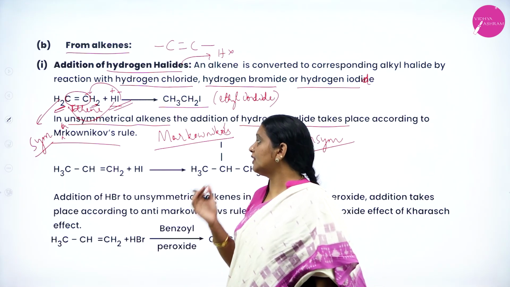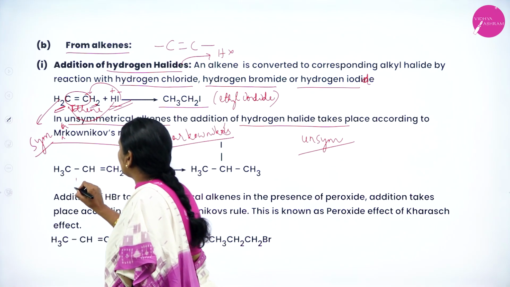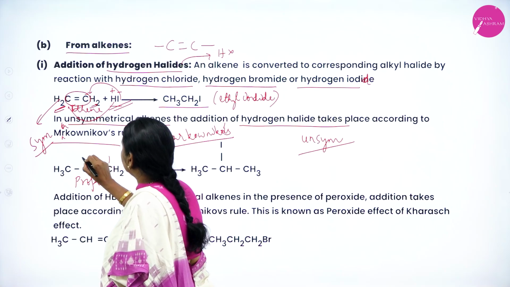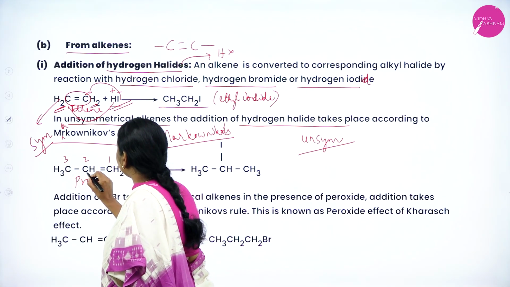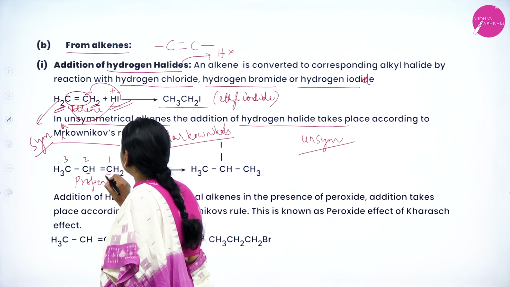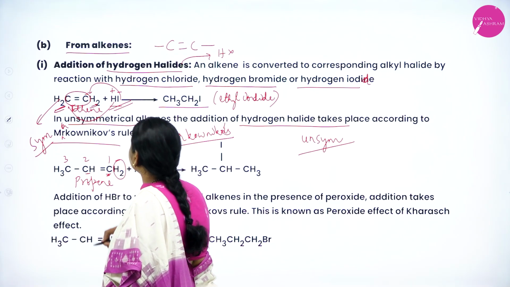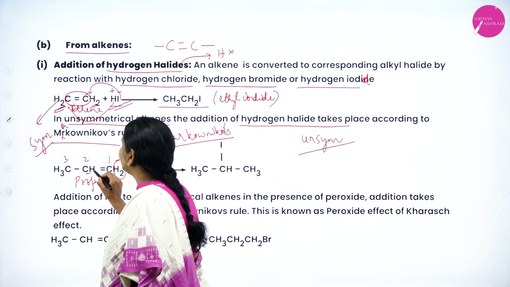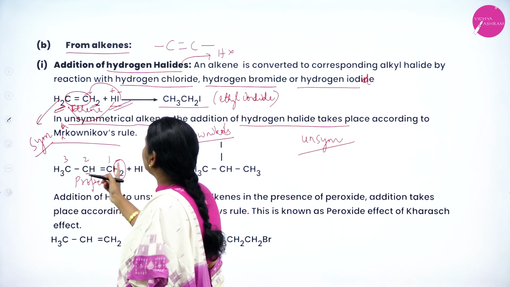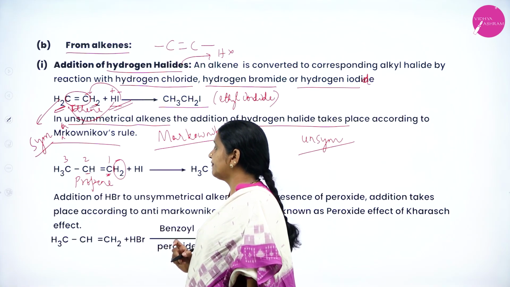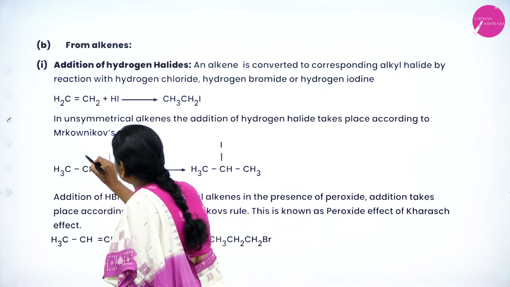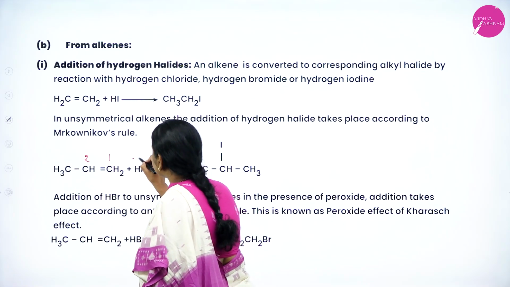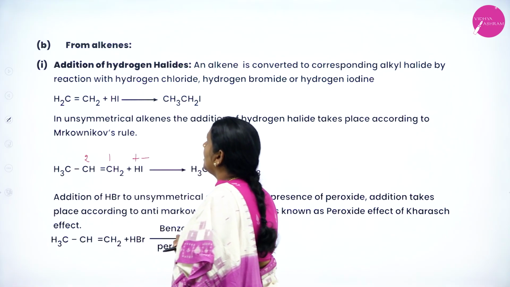What is the statement of Markovnikov's rule? Now it is propene. My dear students, observe here. 1, 2, 3. This is the double bonded carbon atom. Here, the double bonded carbon is attached with H2. Here, the double bonded carbon atom is attached with CH3 and H. The double bonded carbon atoms are attached to different groups. Now, I will consider the double bonded carbon atoms. I am not going to consider the single bonded carbon. H is plus, I is minus.